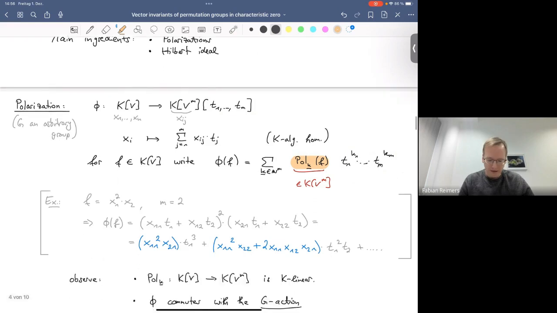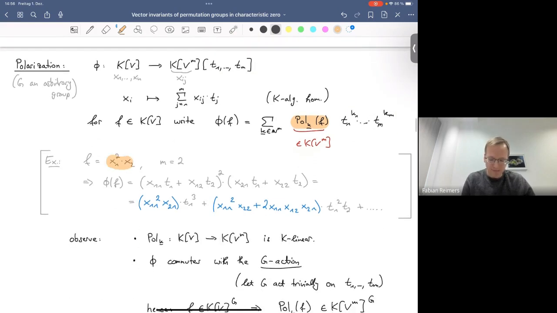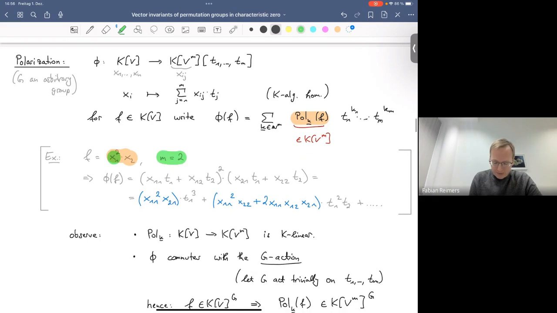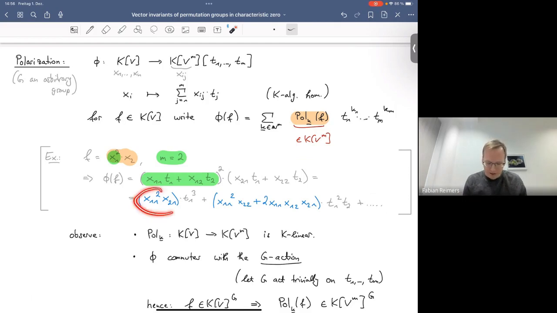And just if someone hasn't seen this before, here is a quick example that you can look at. If we have this polynomial here, and we want to polarize in a second set of variables, m equals 2, then we would replace the x1 here by this sum and multiply everything out. The t_j's are basically just here to recover the multi-homogeneous part of a certain degree. And what we have here will be the polarizations, these coefficients.